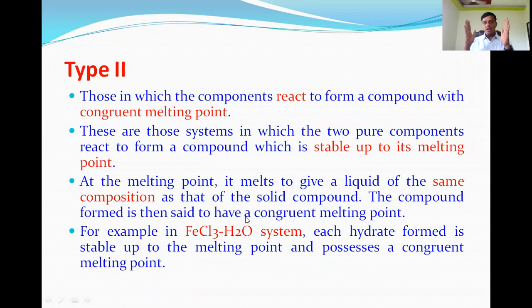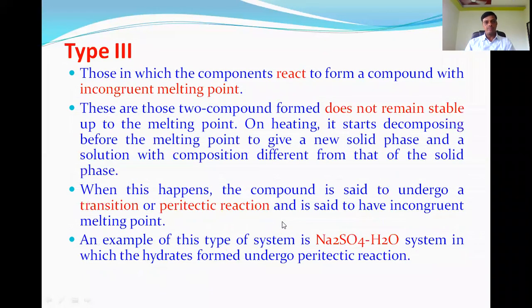Okay, they react with each other. First was they mix together but they do not react. Here they mix together as well as they react with each other and form a compound which has the congruent melting point. That means they mix together, form a solid compound. When solid is melted, their composition remains same as it was in the solid state. Such compounds are said to be compounds with congruent melting point. An example is ferric chloride water system.